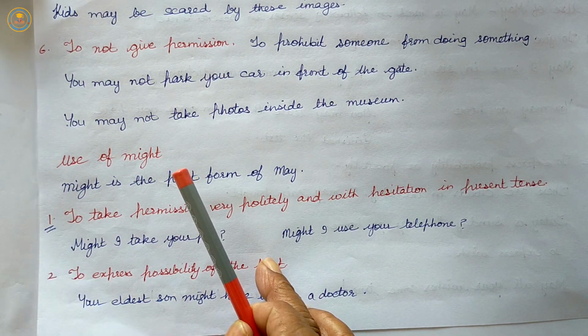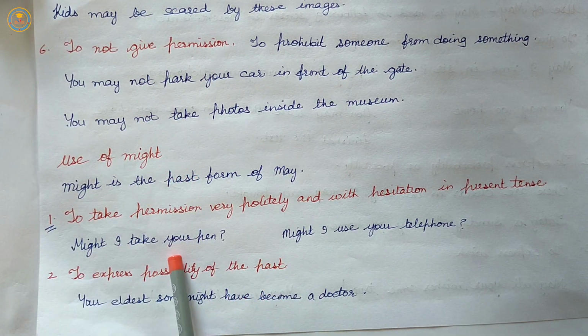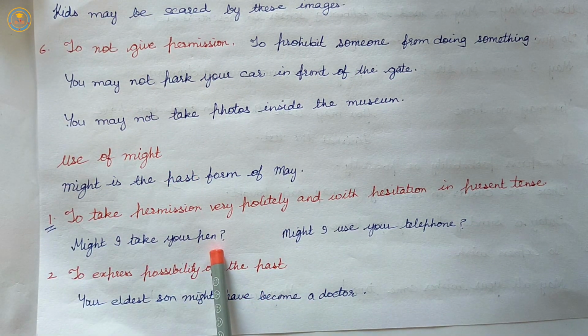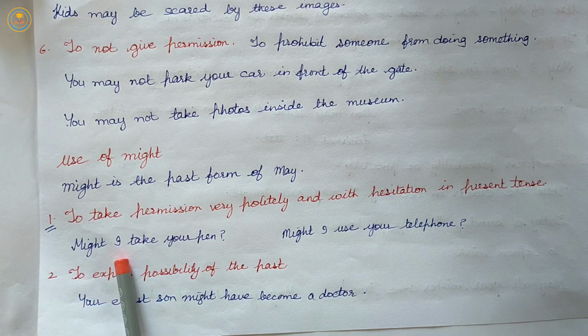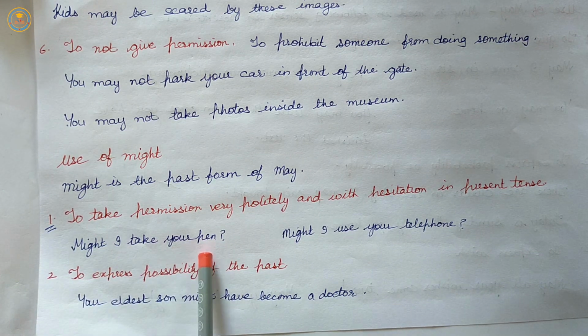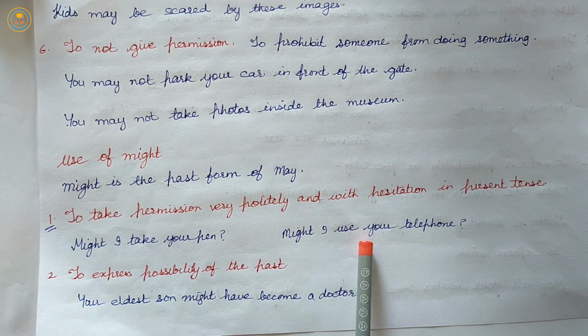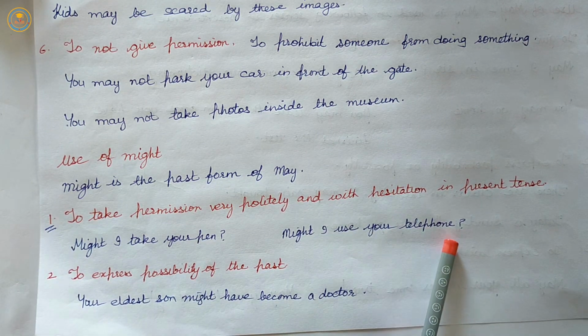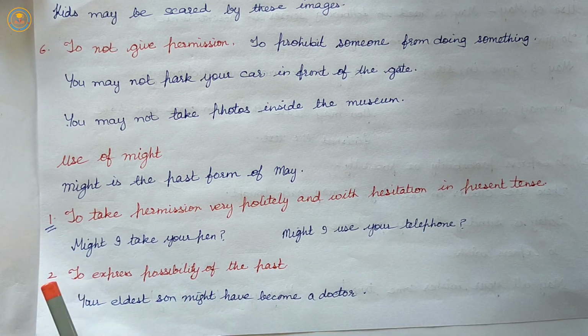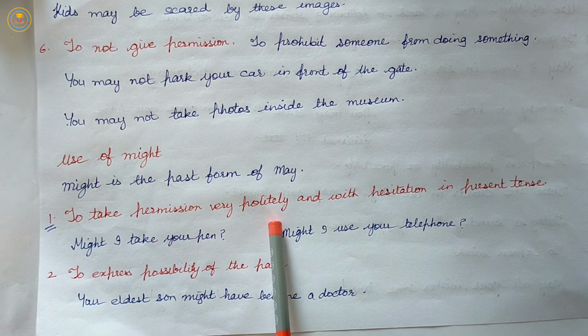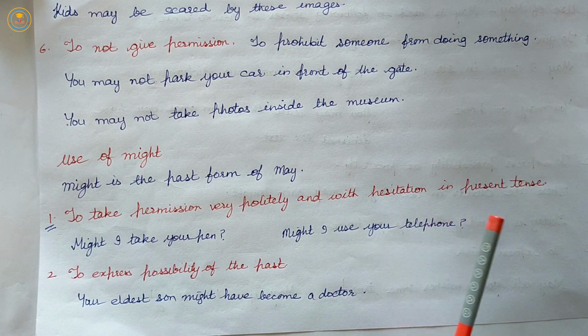Example, might I take your pen? Might I take your pen? Might I use your telephone? So, the first use is to take permission very politely and with hesitation in present tense.